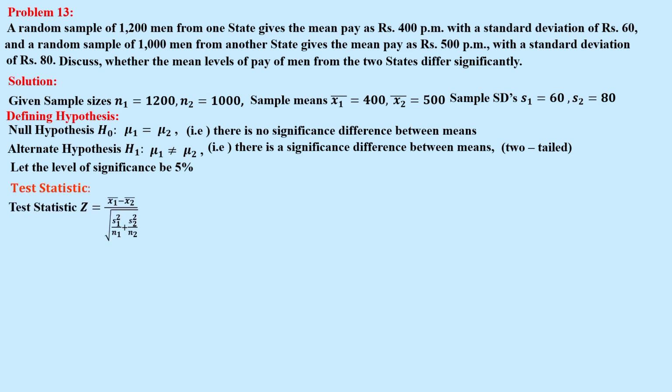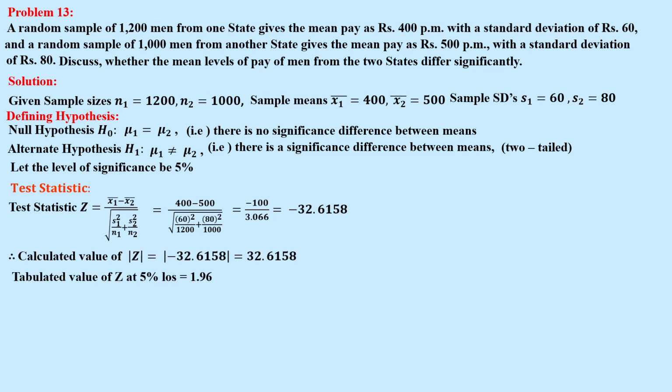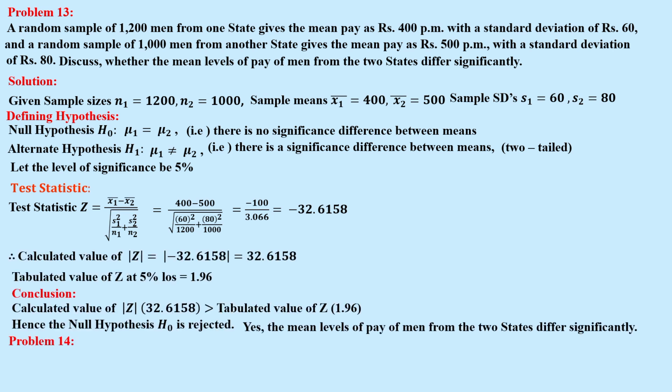Test statistic z is equal to x1 bar minus x2 bar divided by root of s1 square by n1 plus s2 square by n2. Substituting the values, 400 minus 500 divided by root of 60 square by 1200 plus 80 square by 1000. After simplification you will get minus 32.6152. Taking the modulus value, the calculated value is 32.6152, very high. Tabulated value we know 1.96, definitely calculated is greater than tabulated, so H0 is rejected. So there is a significant difference between the pay.